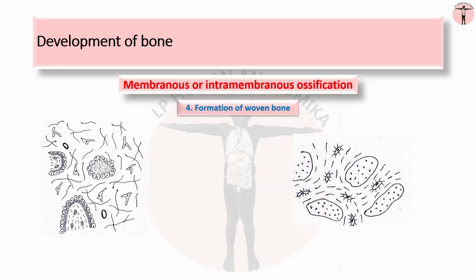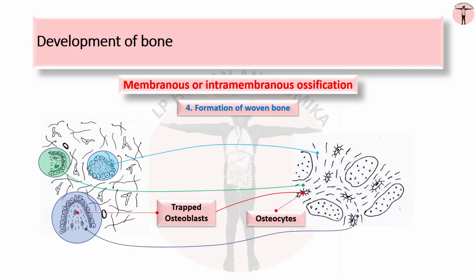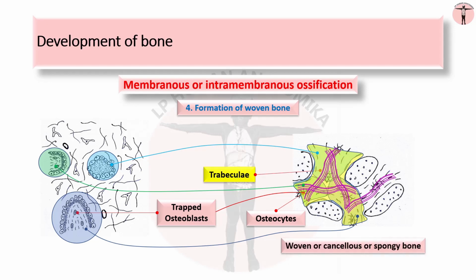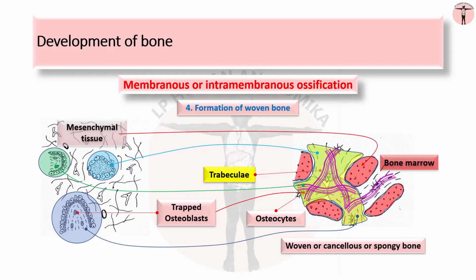The fourth stage is the formation of woven bone as the matrix is getting calcified. The trapped osteoblasts in the matrix get differentiated into osteocytes. The osteoids forming spicules fuse with each other to form plates of trabeculae. Arrangement of collagen bundles running in different directions produces woven or cancellous or spongy bone. The mesenchymal tissue between the trabeculae of spongy bone gets vascularized and differentiates into bone marrow.